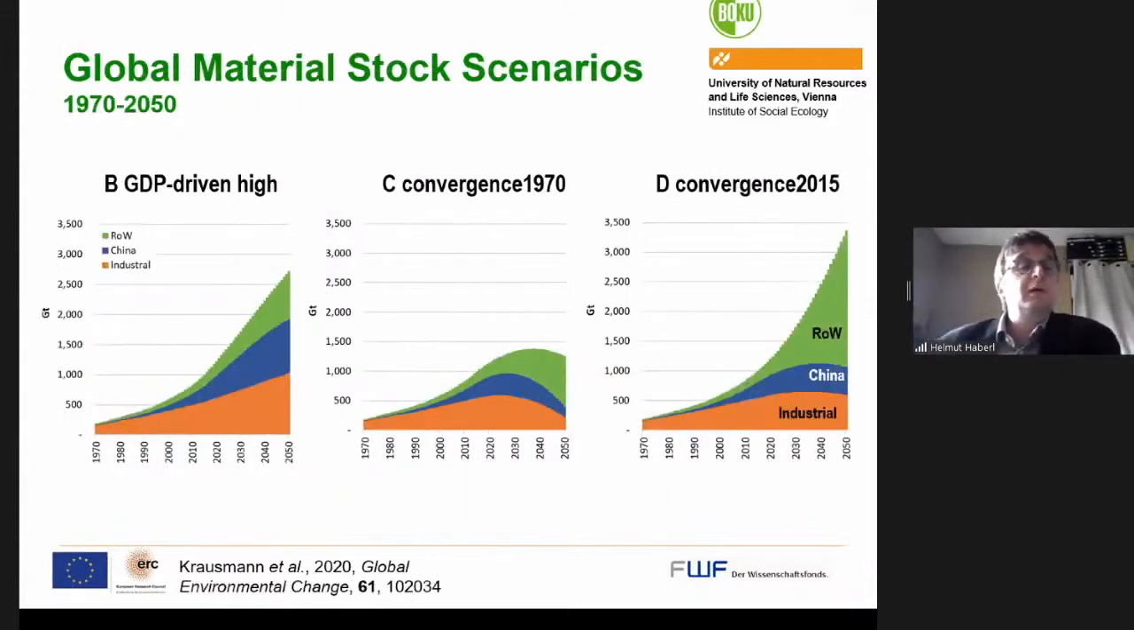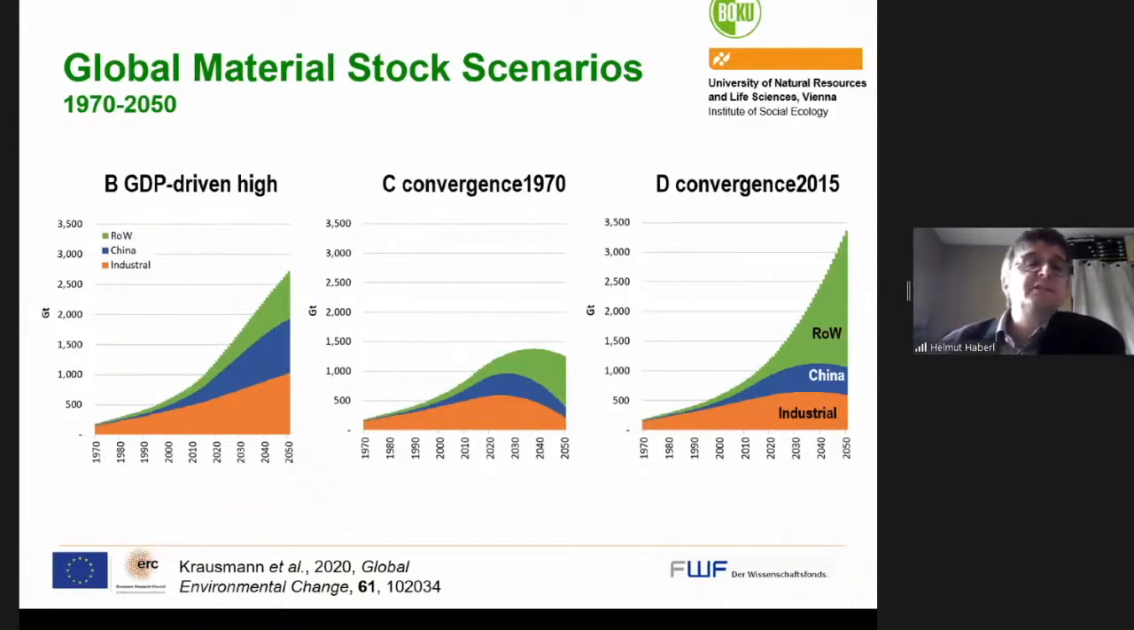So the leftmost part is what happens with material stocks if we follow the GDP-driven pattern. This is more or less the IPCC middle of the road scenario. And you see that, of course, the developing countries, where about 2/3 of the world population live, will have a small share in the global stocks. Industrialized countries will still grow. China will also grow. With the convergence at 1970, even China would have to contract, the industrialized countries would contract, and the rest of the world would catch up.